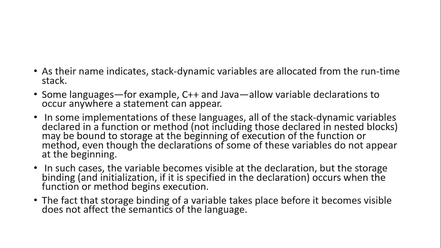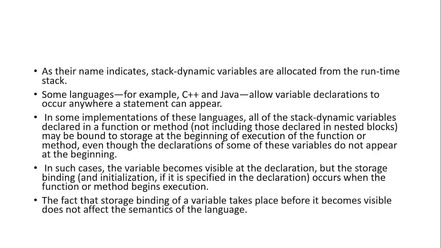The problem with this kind of language is that these variable declarations can appear anywhere in the program. Even though the declarations of some of these variables do not appear at the beginning, the variables declared in a function or method will be bound to storage at the beginning of execution of the function itself. In such cases, the variable becomes visible at the declaration, but the storage binding occurs when the function or method begins execution. That is the difference.